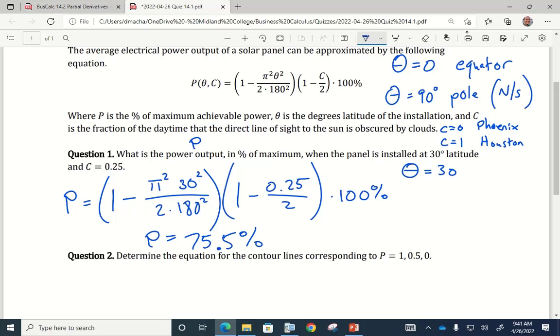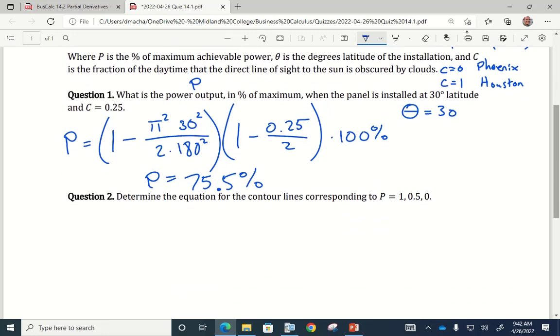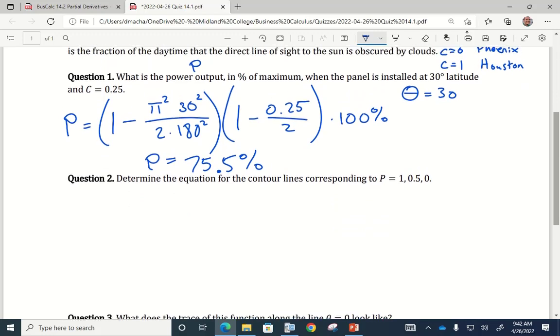Okay. So if you were at 30 degrees latitude, which is about where we are, not exactly, but about there, and there was cloud cover a quarter of the time, then this approximation formula is saying that your solar panel would get about 75% of the power that it would if it were situated at the equator with no clouds.